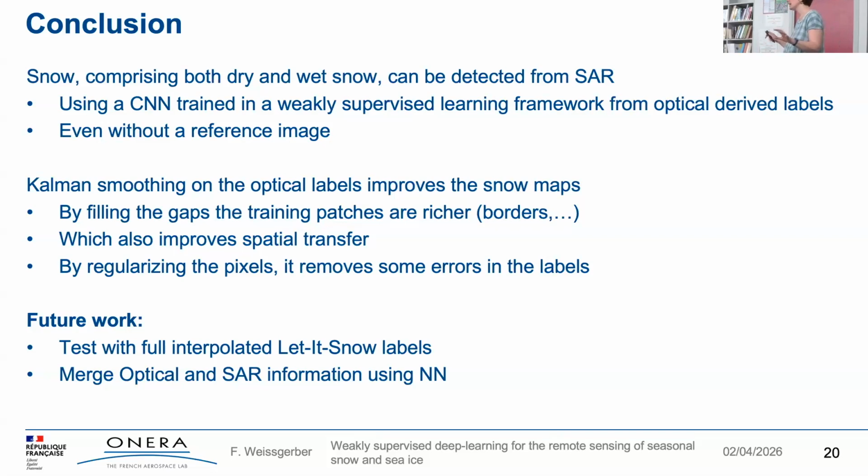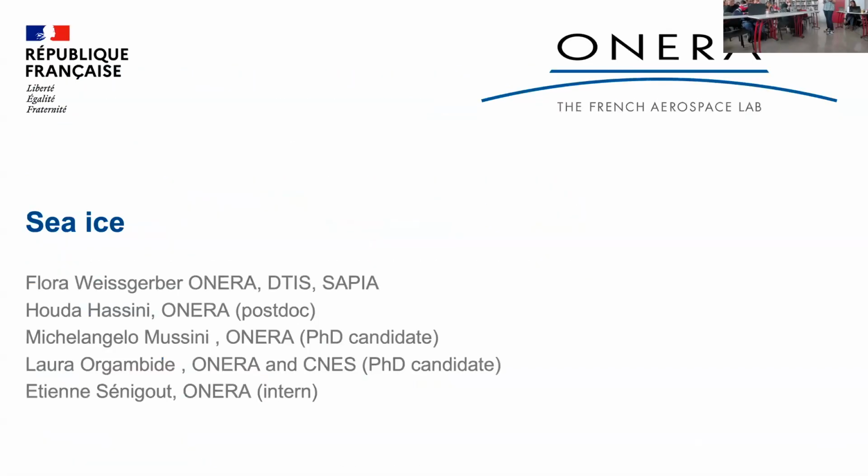And so the future work is to test with this time using the Sentinel-2 labels. So we don't have any real label this time. We will interpolate the Sentinel-2 time series and try to do that again. And also to merge the optical and the SAR information using an implicit neural representation in order to get snow maps every day, merging all the information.